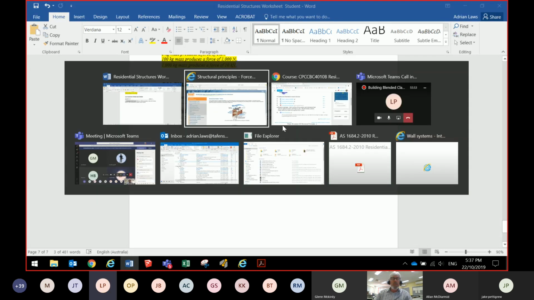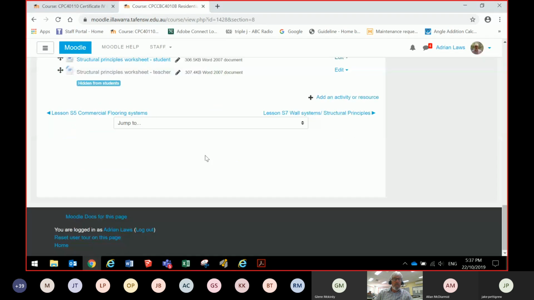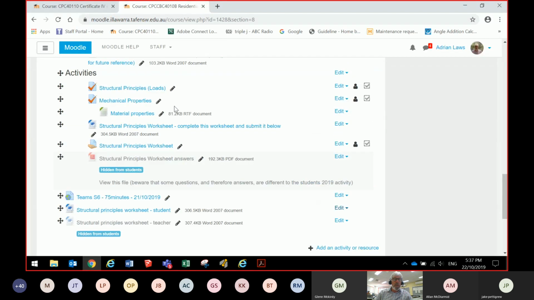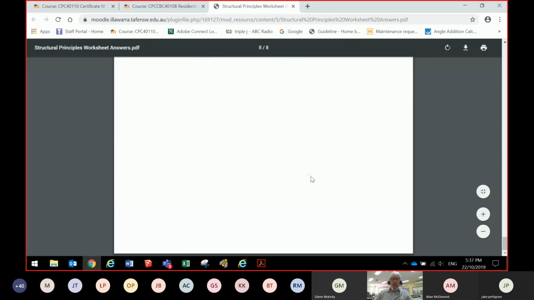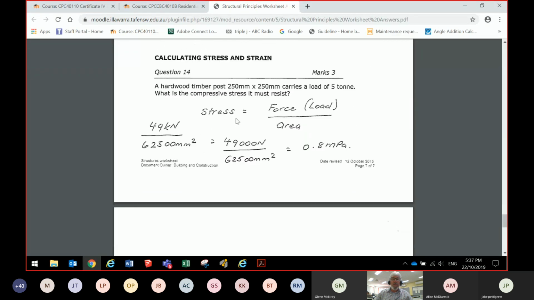So I'm just going to jump back here to where I had the answers for this one and just talk about this briefly. So I had some worksheet answers for this one here. And so this will help you with your last one that you had last week. And there's an example of it there. So for this particular case, the formula was stress equals force or the load divided by the area.